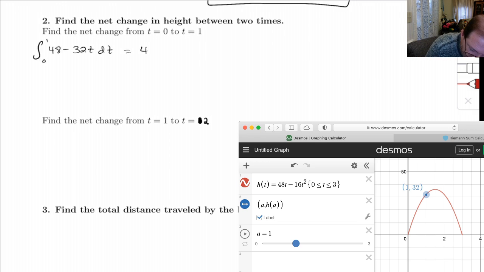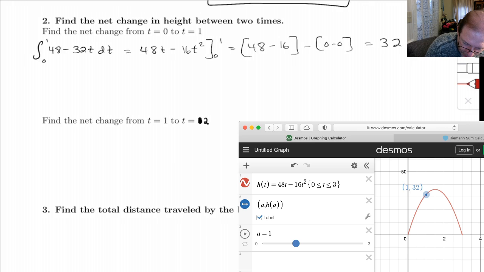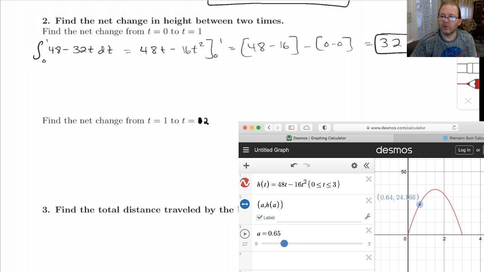This gives me 48t minus 16t squared from 0 to 1. Let's plug those numbers in. You get 48 minus 16 for the 1. You get 0 minus 0 for the 0. So yeah, you get 32. And notice it's positive. That positive 32 means from t equals 0 to t equals 1, the change in height is 32. It's up 32.